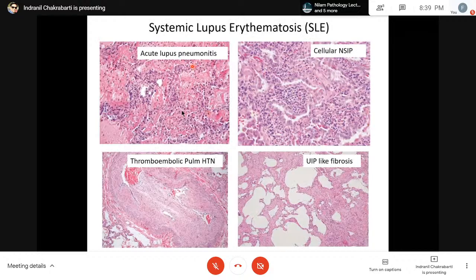So you can see acute lupus pneumonitis and a cellular NSIP, with a large number of cells, and thromboembolic pulmonary hypertension. This is another important feature which we see in the vasculitis. It can be seen in all connective tissue diseases, but is more common in case of SLE. And here again you can see UIP-like fibrosis.